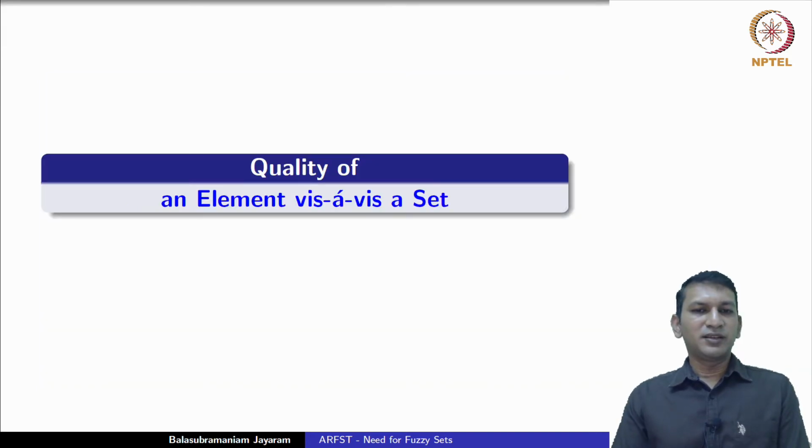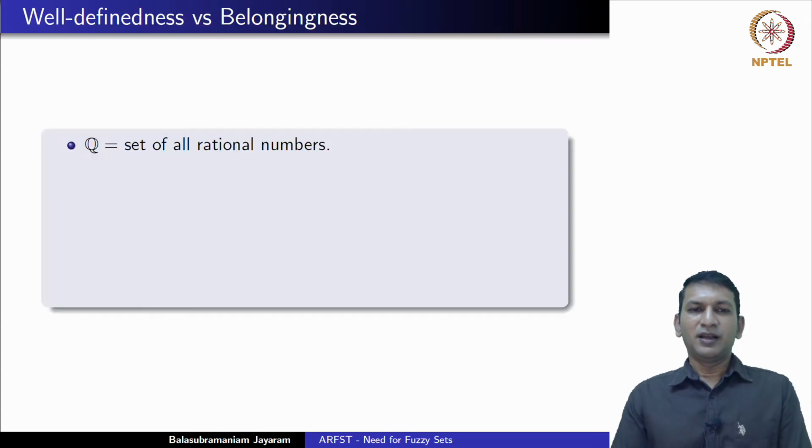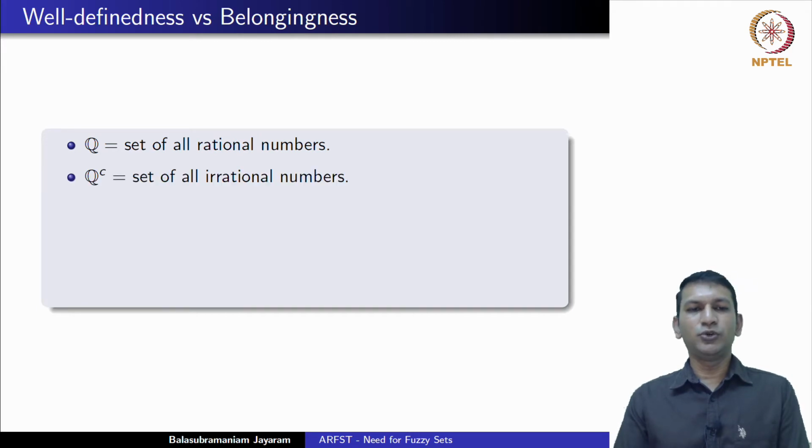Let us look at some qualities of an element of a set vis-a-vis itself. Allow me to present some scenarios. Let Q denote the set of all rational numbers. So the Q complement are those numbers which are not rational, what we call as irrational numbers. It is clear that the union of these two gives us the entire real line.